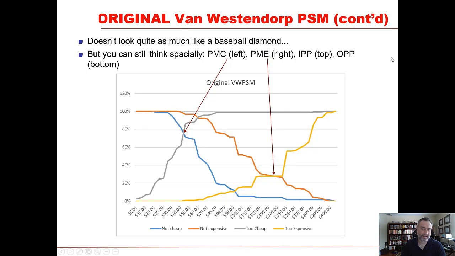And just to give you an idea, this is what an original Van Westendorp Price Sensitivity Meter chart looks like. Again, we still have the PMC over here, the PME. The range will typically be larger than you would get for the same data with the modern version. And it looks less like a diamond. It doesn't look so much like a baseball diamond. But you can still think of it as the high point, the low point, the left point, the right point.